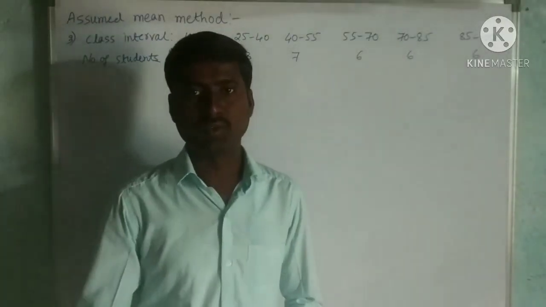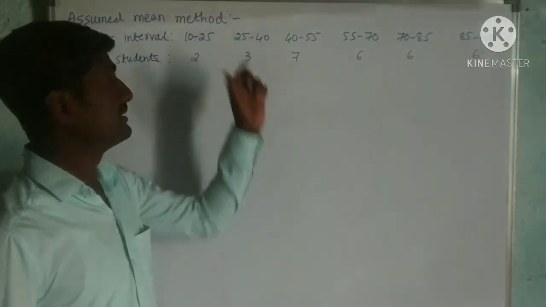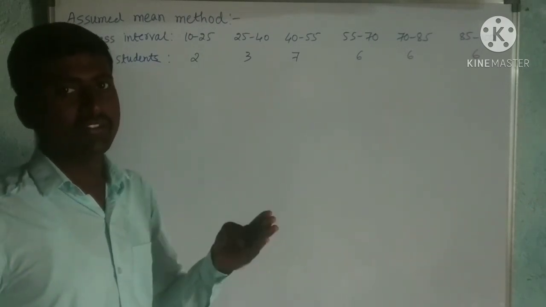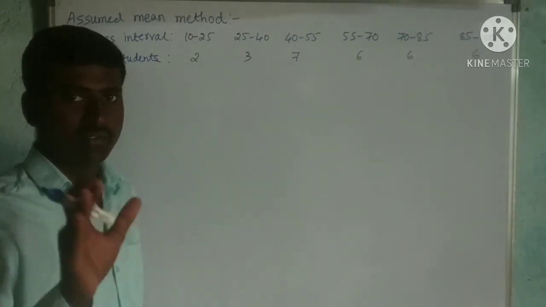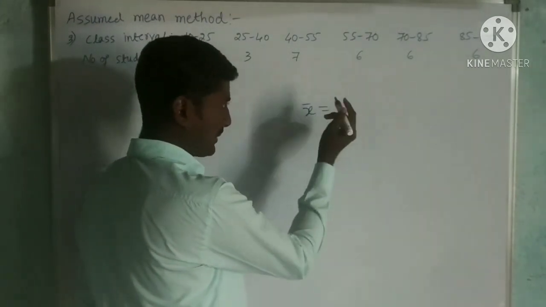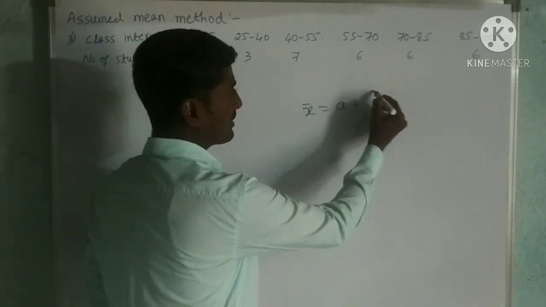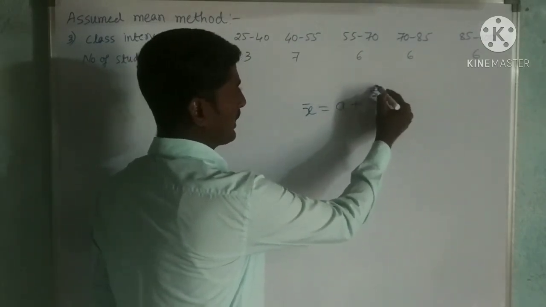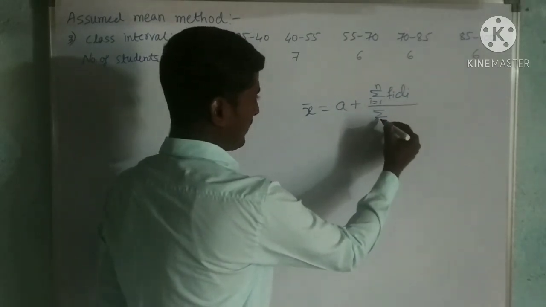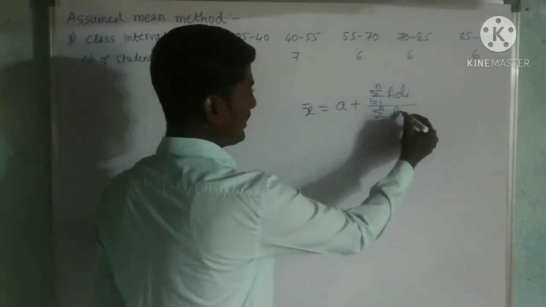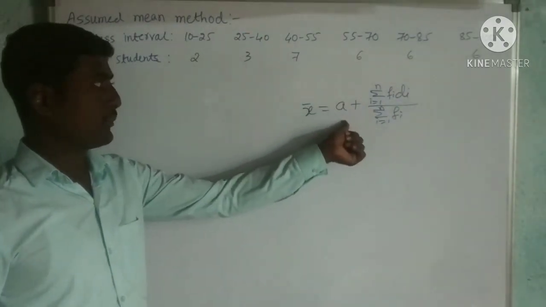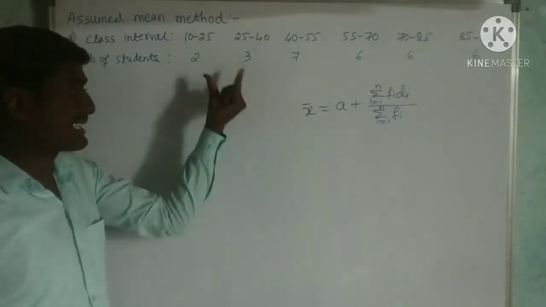Hi dear students, now we shall discuss the next method, that is the assumed mean method. We already know the formula by the direct method. First I'll write the formula by the assumed mean method: x bar is equal to a plus summation i equals 1 to n fi di divided by summation i equals 1 to n fi. Here a is nothing but some number we have to assume in the xi column.